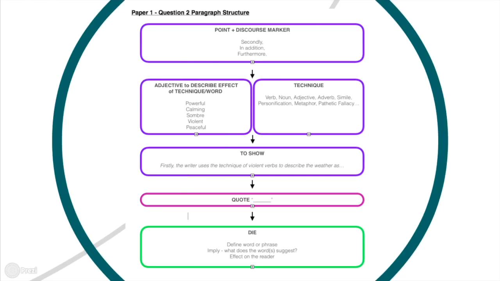Okay, so it's actually simple: point, quote, explain, with a little bit of a sprinkle added in with regards to the word class and the adjective to describe the word that you've chosen, and I will explain that in just a moment.